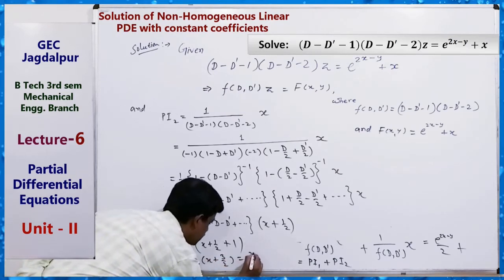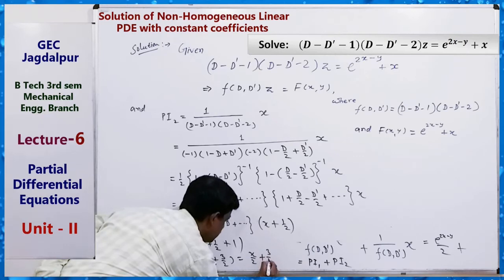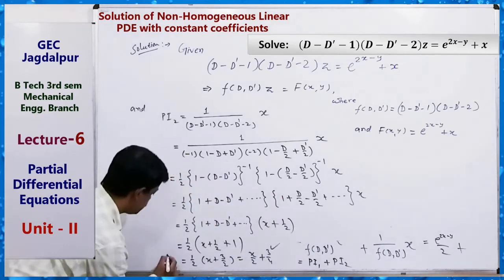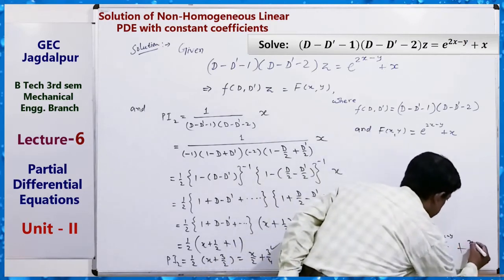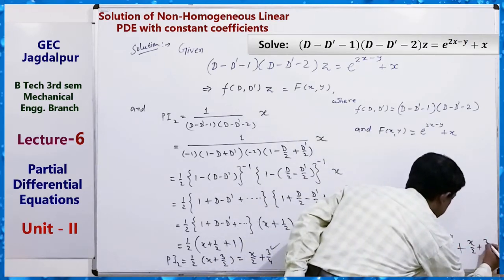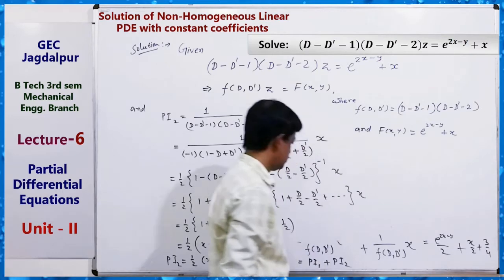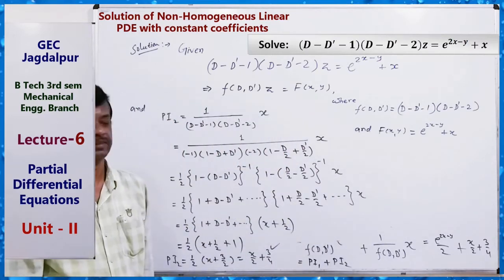So this is equals to what? X by 2 plus 3 by 4. So this is PI. So x by 2 plus 3 by 4. This is PI. Clear?